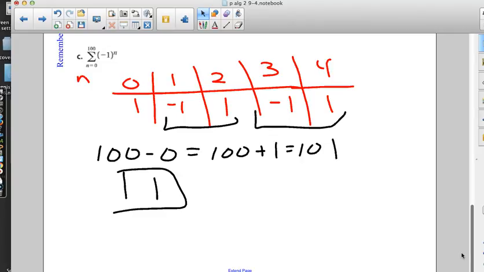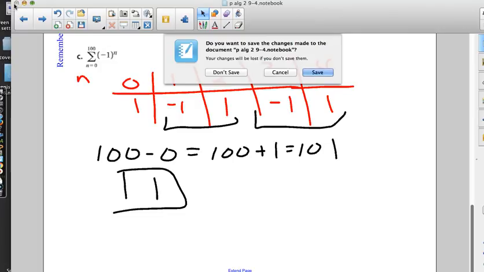So, something like that's not going to be on the test. That's one of those, let's think a little deeper and see the patterns and all that kind of stuff.